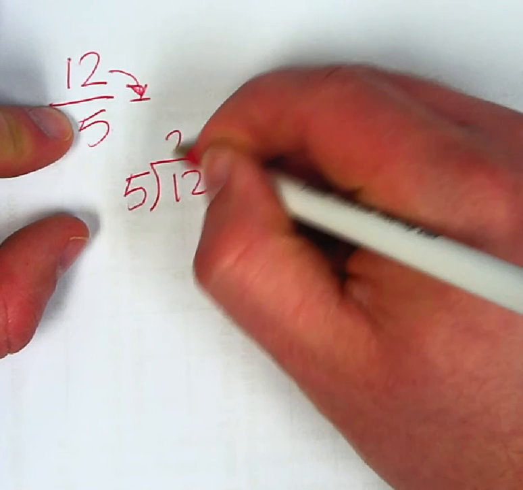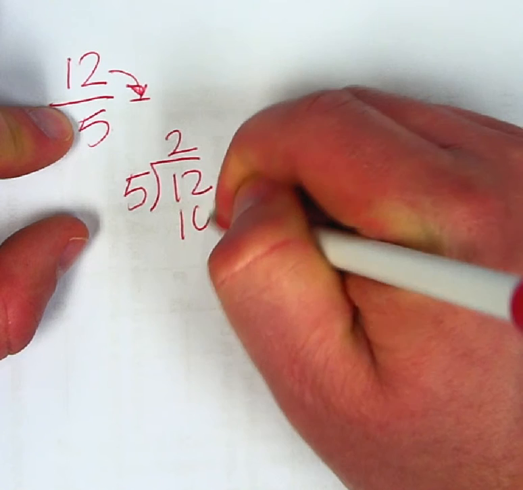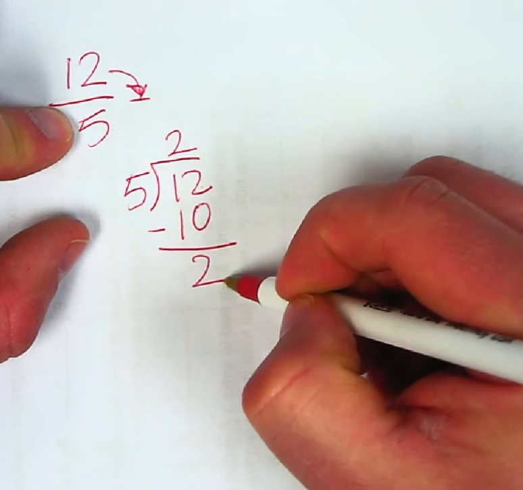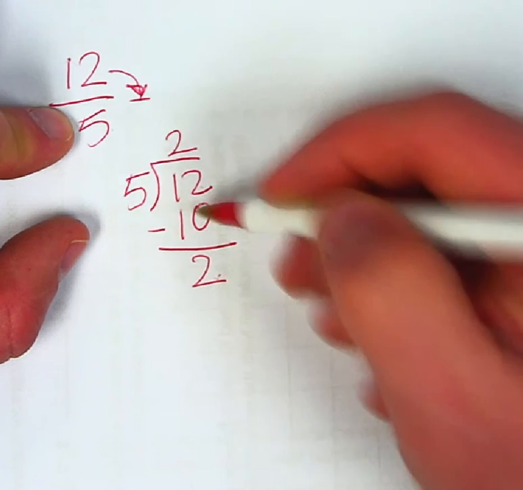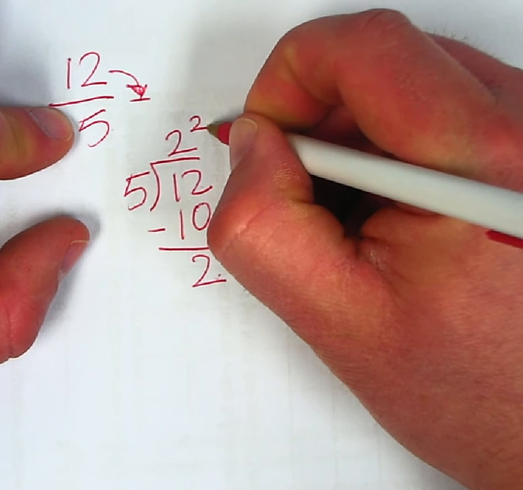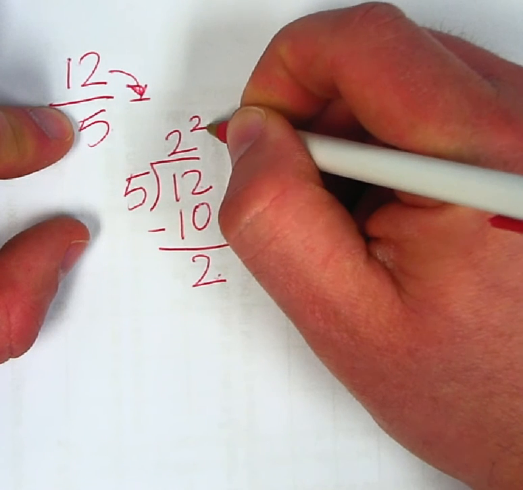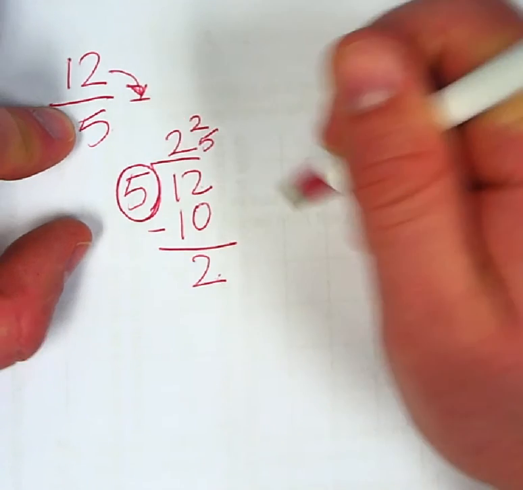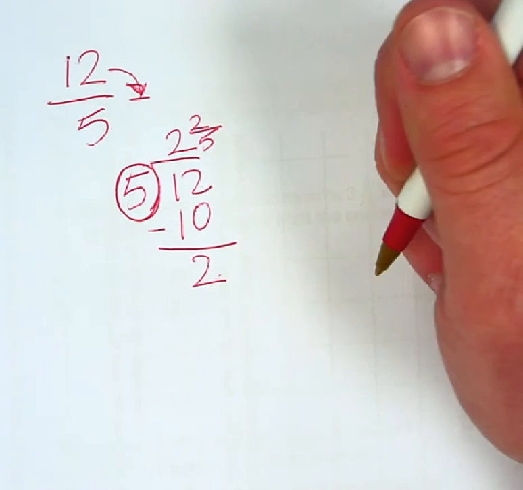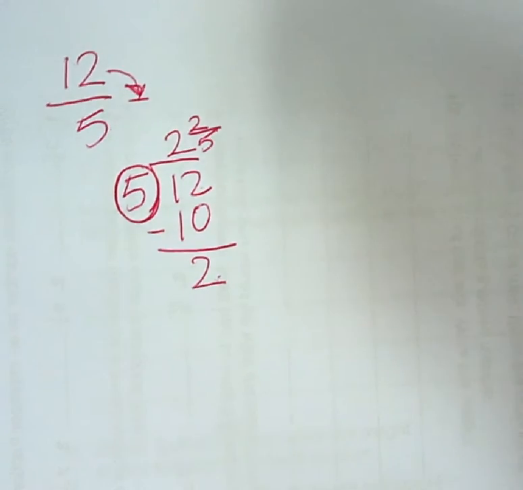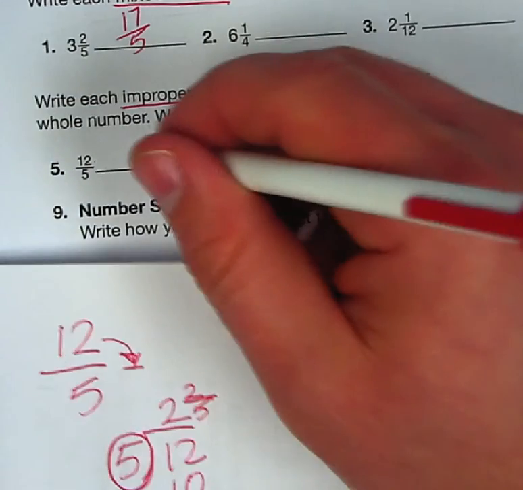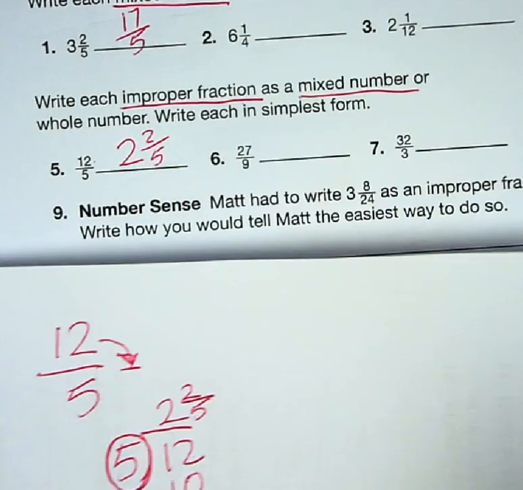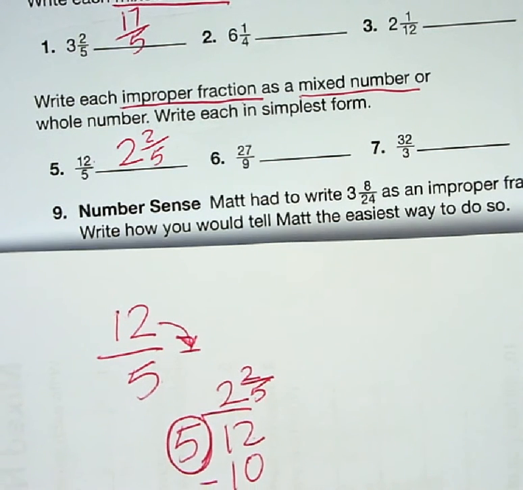twice. 5 times 2 is 10. Then we subtract. We get 2 as a remainder, but here's what we do. We take that remainder, we put that as the numerator on the top, and then the denominator is going to be this 5 again. So we just switch that from an improper fraction to a mixed number. It's going to be 2 2/5.